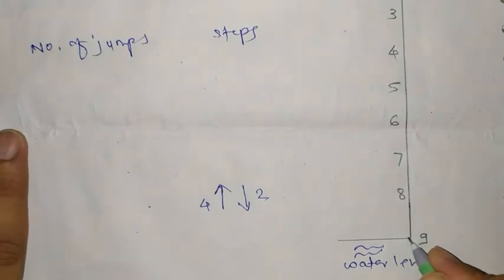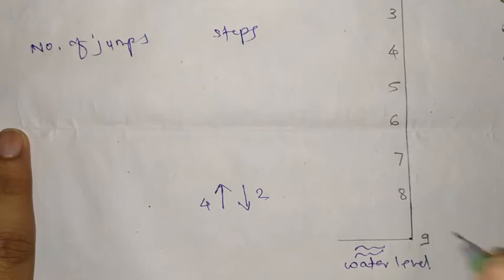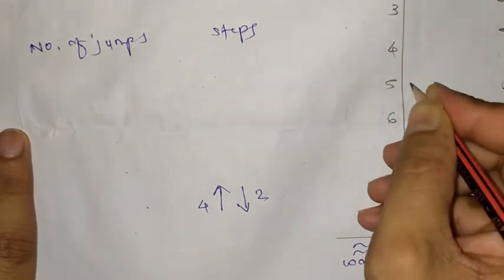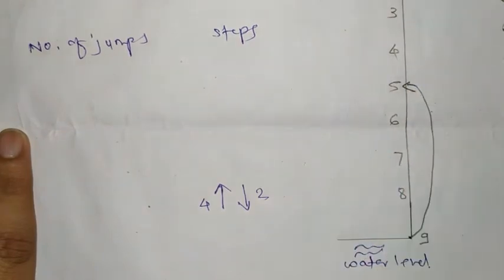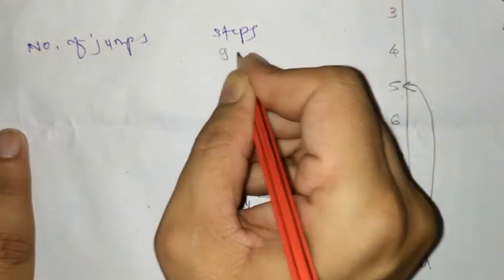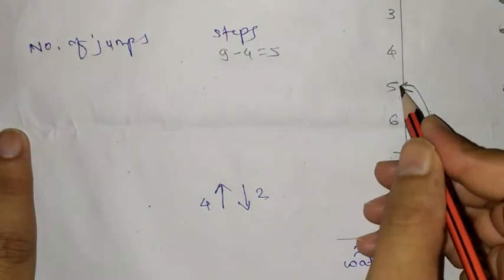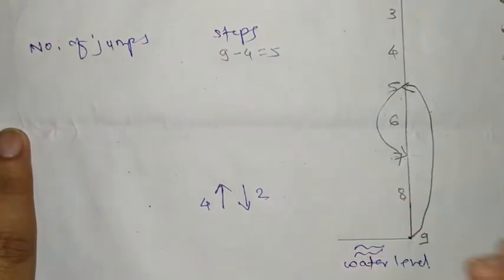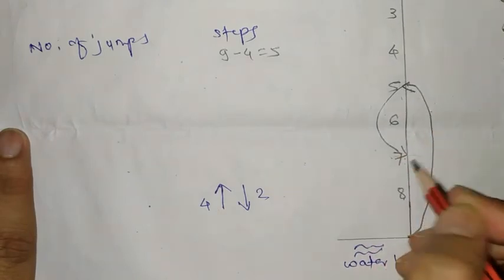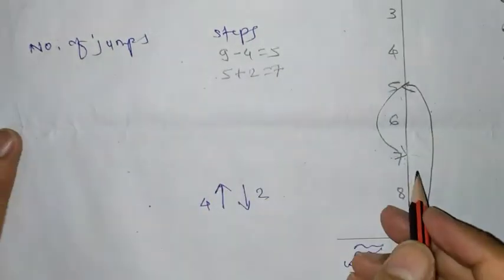So initially the monkey is at the 9th step, then it is given 4 steps up. So 4 steps up means 1, 2, 3, 4. It means 9 minus 4, so our equation becomes 9 minus 4 is 5. Then after that the monkey goes downside by 2 steps. It means 5 plus 2, and 5 plus 2 is 7.